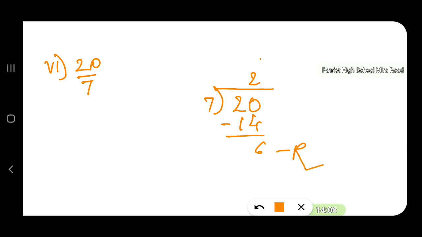This is the quotient. This is the divisor, and this is the dividend. So we will write it in the mixed fraction form. So we have to write the quotient, then the remainder, and the divisor.